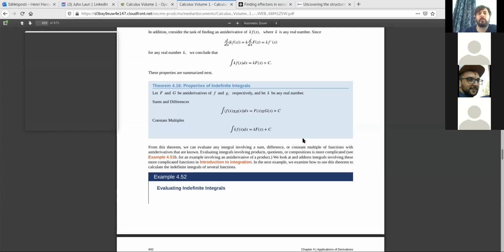Most of the same rules as for derivatives apply here. So taking the antiderivative or taking the integral is linear in the same way as taking the derivative. If you take the integral of something that is multiplied by a constant, then that constant you can put aside, find the antiderivative, and then multiply with that constant again.